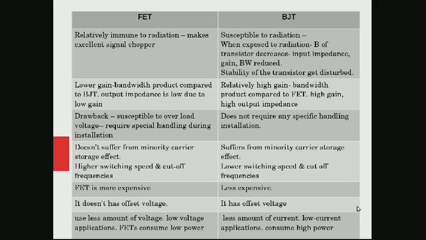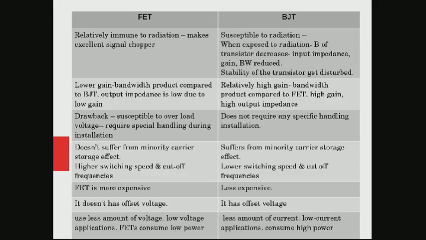And yet another difference is that FET is relatively immune to radiation. That is, when it is exposed to radiation, its properties like input impedance, gain, and bandwidth are not greatly changed, and it's relatively immune to radiation. And because of this reason, it makes an excellent signal chopper.